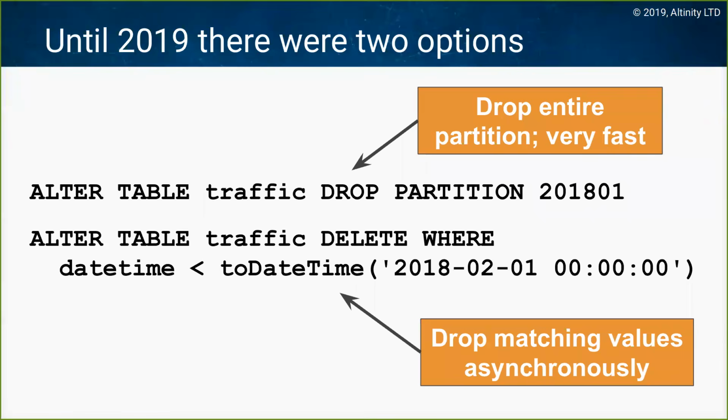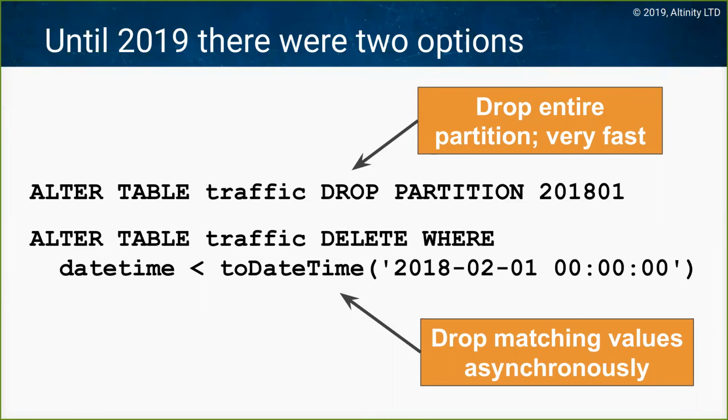So the first thing you could do is you could just go and drop a partition. And this is extremely fast. It's as quickly as we can unlink the inodes on the file system, the partition is gone. But you can't do part of a partition. Now, if you want to delete specific data, you can do an alter table delete, and with this filter.